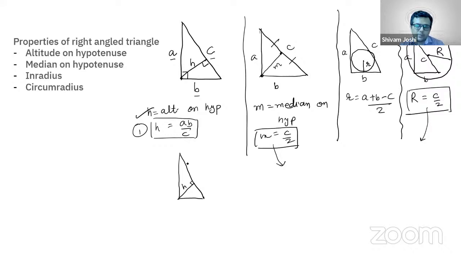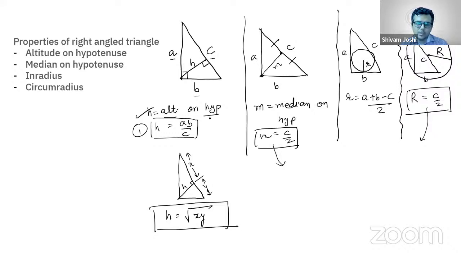Suppose A, B, C are not given, but these two parts are given, X and Y. So C will be equal to X plus Y. That is obvious, but we do not have A and B given. So how do we get H in this case? H is under root of XY. This is the alternative formula by which you can find the altitude on hypotenuse just in case A, B, C are not given and only X and Y are given.